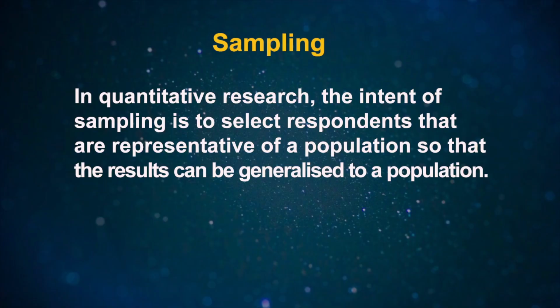In quantitative research, the intent of sampling is to select respondents that are representative of a population so that the results can be generalized to a population. In this way, the researcher first selects their population and defines it carefully. They then select a sample from this population. Although not always workable, random choice of respondents for the sample is attempted so that each person in the population has an equal chance of being selected. The researcher may want certain characteristics represented in the sample that may be out of proportion in a larger population.